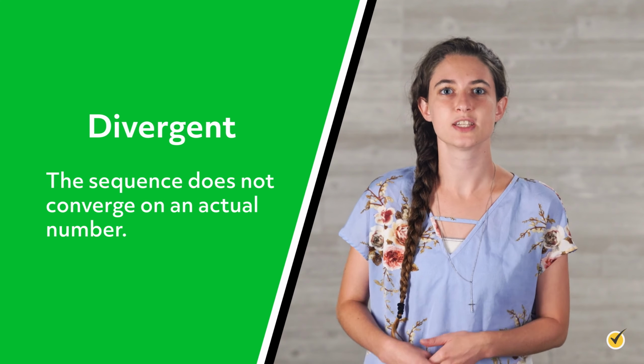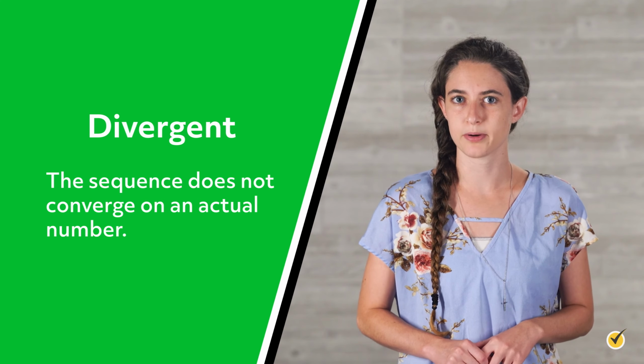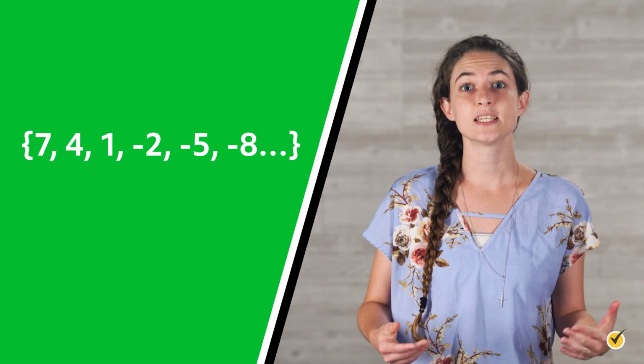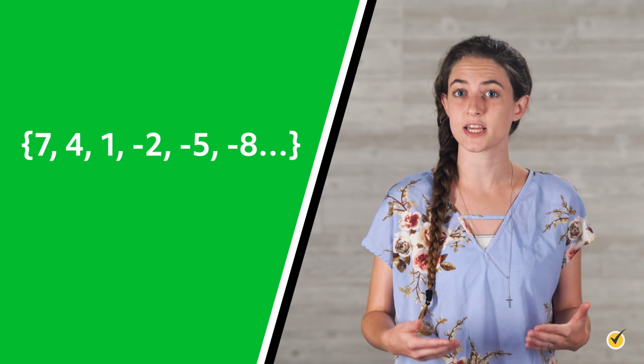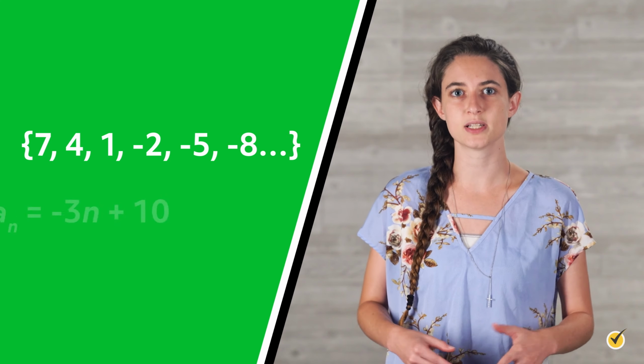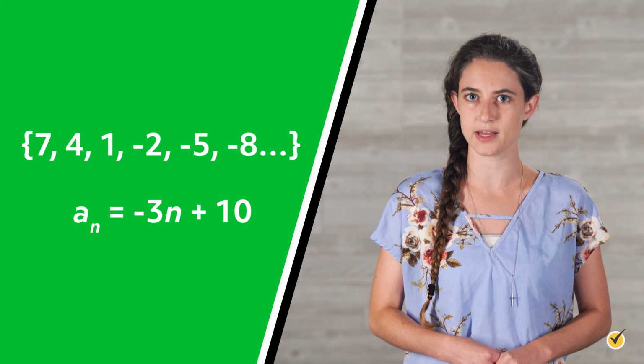Other arithmetic sequences will also not converge on an actual number. Here's a slightly more complicated one. This is an arithmetic sequence because each consecutive term is the same number apart. In this case, each term goes down by 3. The rule for this sequence is a sub n equals negative 3n plus 10.